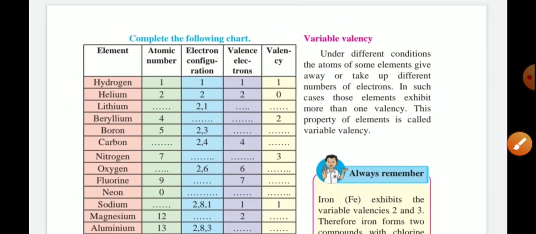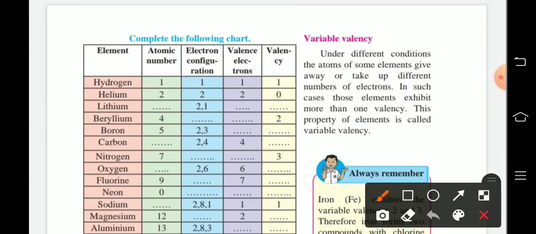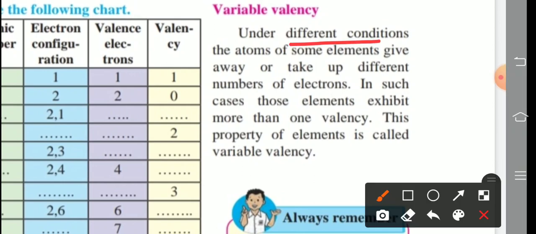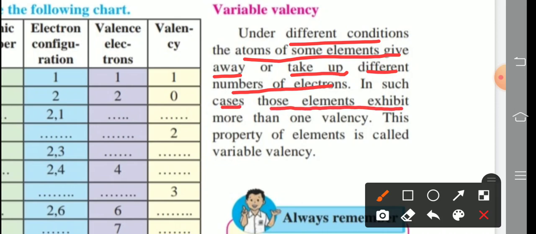The next question is related to the next topic, that is variable valency. So define variable valency. See in the paragraph what is given. Under different conditions, the atoms of some elements give away or take up different numbers of electrons. In such cases, those elements exhibit more than one valency.